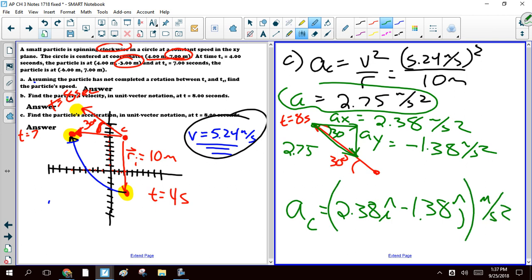I'm nervous that those are both 0.38. I'm worried I made a mistake. I'm going to check that real quick.